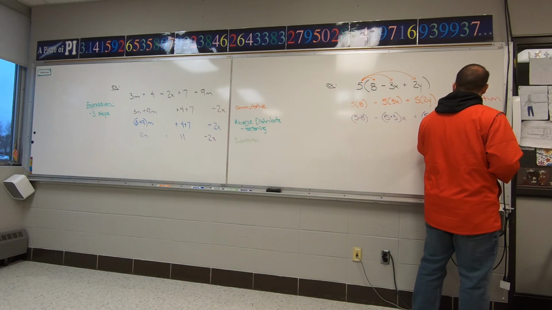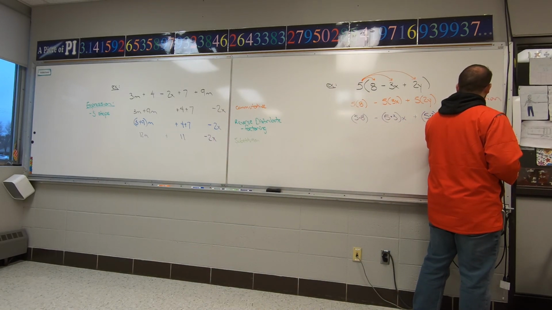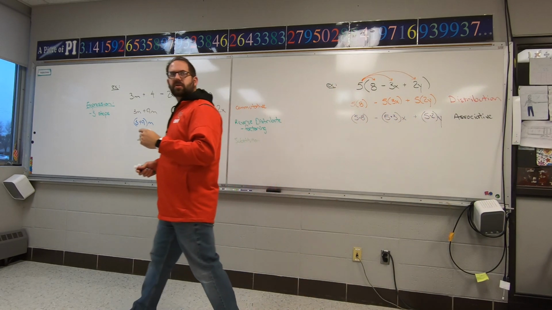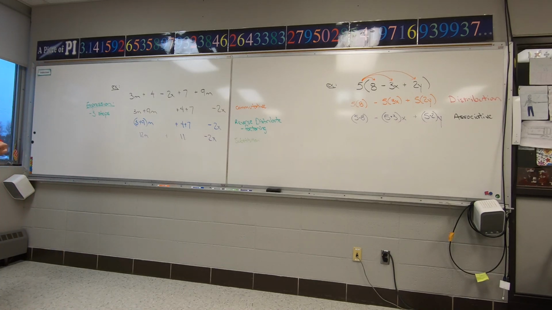All right, so that is the associative property. It always follows distribution. It's 100%. I've always said that. If it's normal distribution, not this weird factoring stuff.